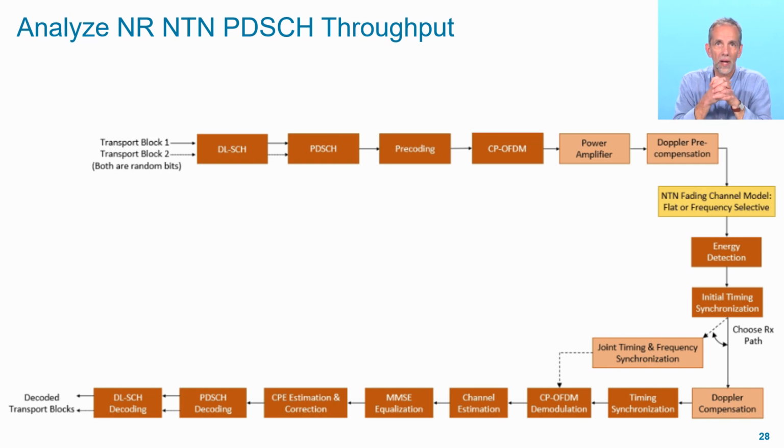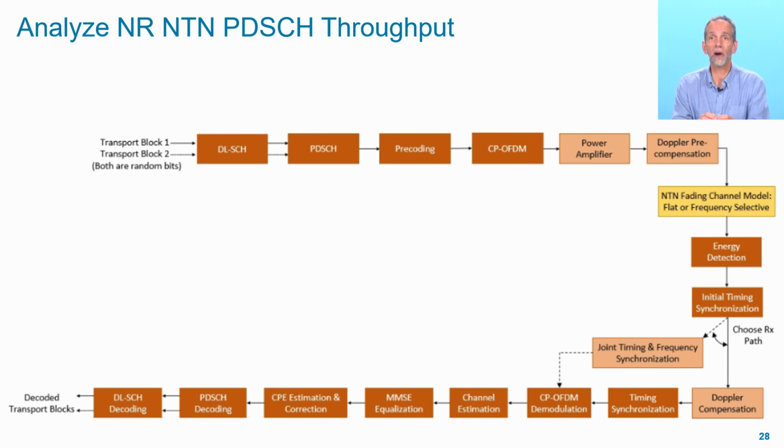The dark orange blocks illustrate 5G processing blocks that are in the terrestrial system. There's no difference. So you have your DL-SCH that includes LDPC coding, your precoding matrix where you orthogonalize the channel, cyclic prefix OFDM, and then on the receive side, timing synchronization, OFDM demodulation, channel estimation, and then equalization in the frequency domain, and then finally getting back out to bits and doing LDPC decoding.